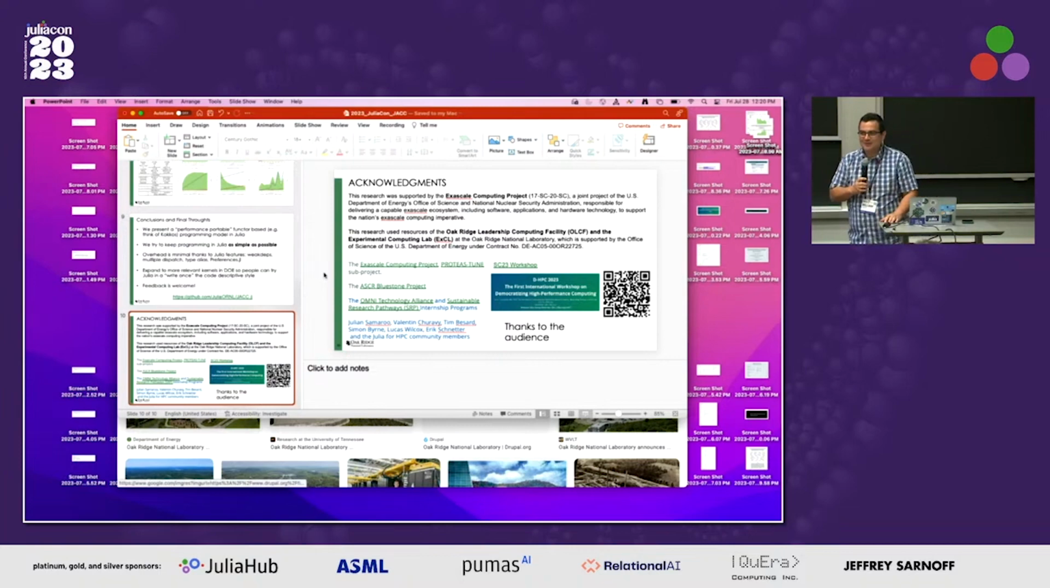Yes, Simon. I guess the question is, how do you envision it being used versus something like KernelAbstractions, which is also a performance portability approach? That's a great question. Thank you, Simon. The question is, how do you envision this being used differently from KernelAbstractions? Is that fair? Yeah.